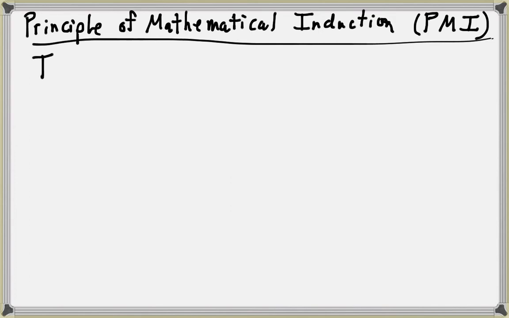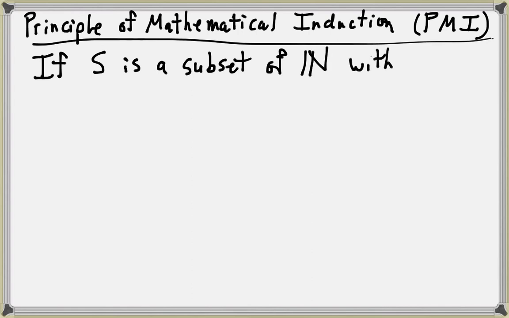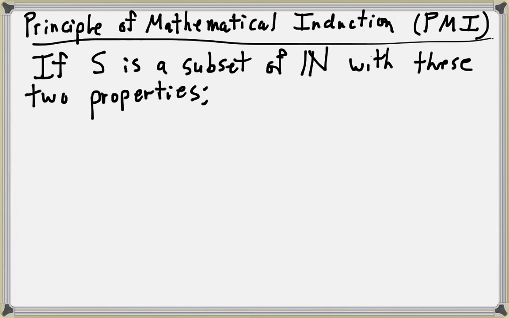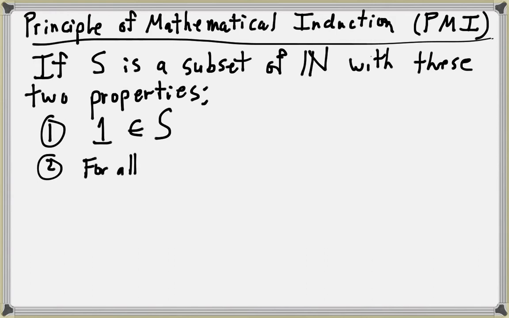What this says is that suppose you have a set S that's a subset of the natural numbers, with these two properties. First, the element 1 is in the set. And second, for all natural numbers n, if n is in the set S, then n plus 1 is also in the set.